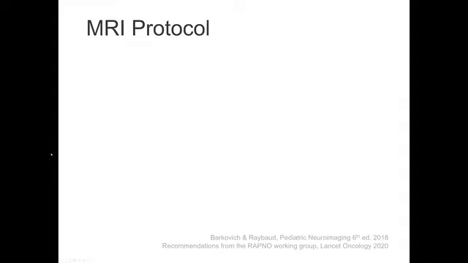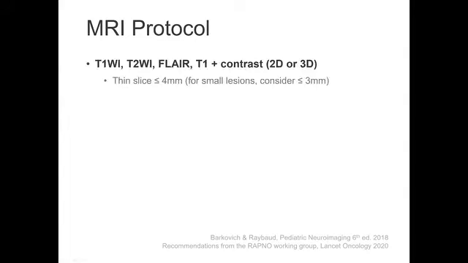The MRI protocol, based on the recent recommendation from the working group or from the textbook, we recommend you at least should have a T1, T2 weighted image, FLAIR, and the T1 with contrast, either 2D or 3D. If you are using 2D sequence, we recommend you use thinner slices like less than 4 millimeters. For smaller lesions, you probably need to consider less than 3 millimeters.